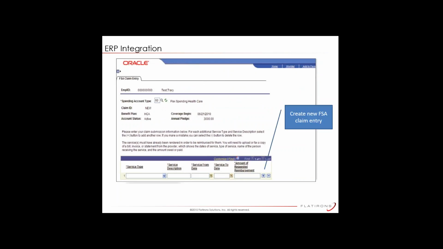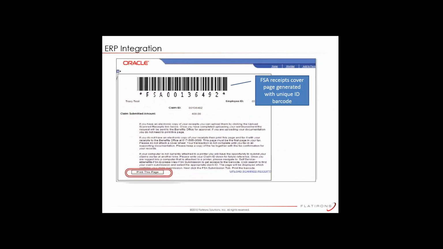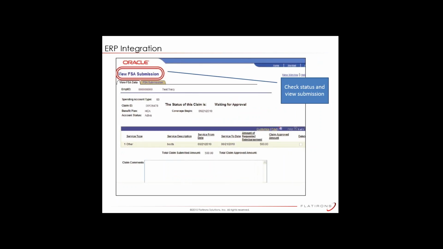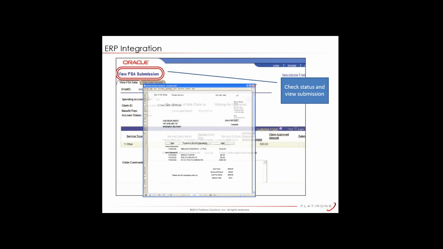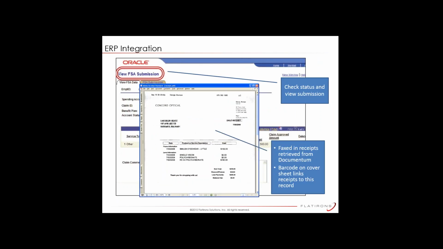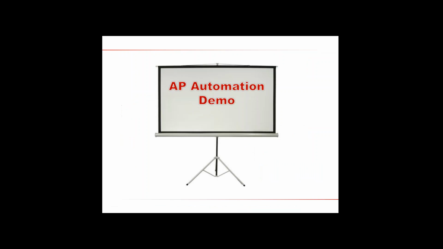In this particular case, we print out a barcode cover sheet, which allows them to print the page, put it on top of their receipt, and send it into the system. Then when the system receives it, all you have to do is click status just a minute later. It's gone through Captiva and put into the Documentum system, and seconds later is available to be viewed contextually from within the ERP.